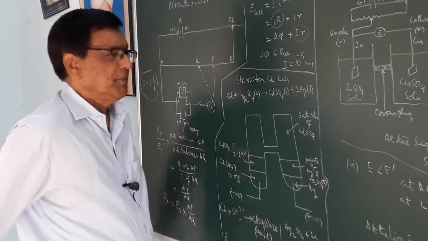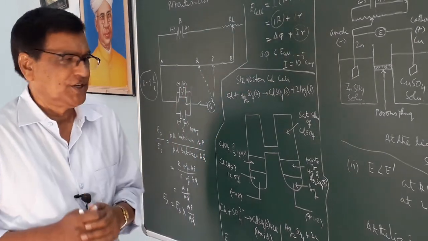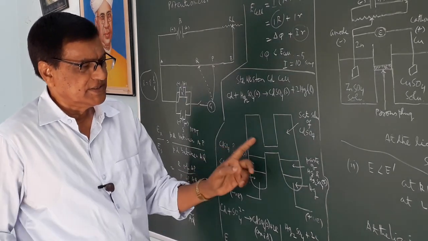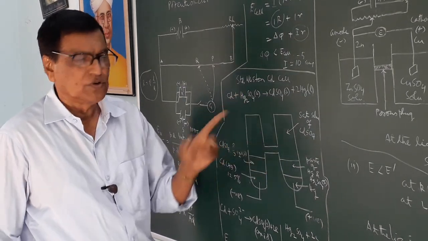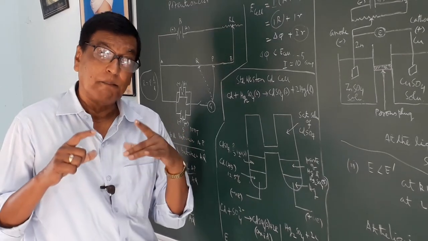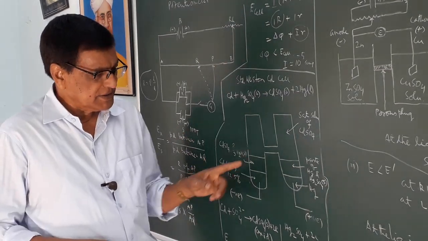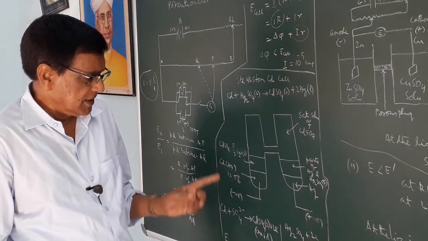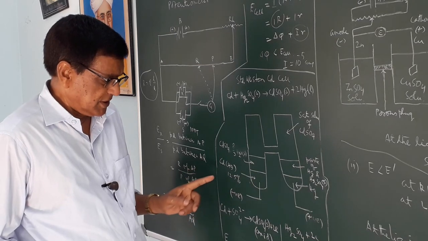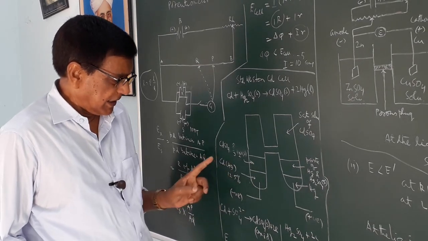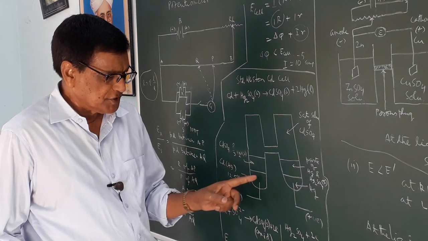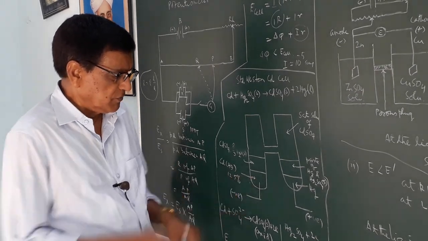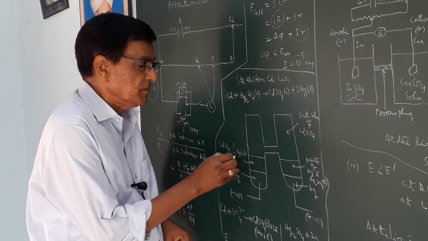A very popular standard cell is the Weston cadmium cell. This is sold in the market, and it is an H-shaped cell. On the left hand side, a cadmium amalgam, 12.5%, is placed in one limb, and 12.5% is found to be good.